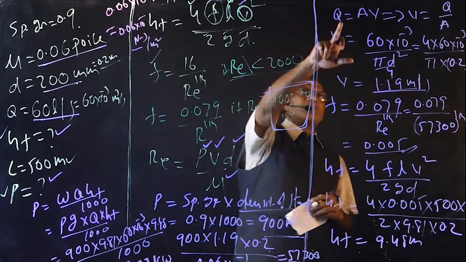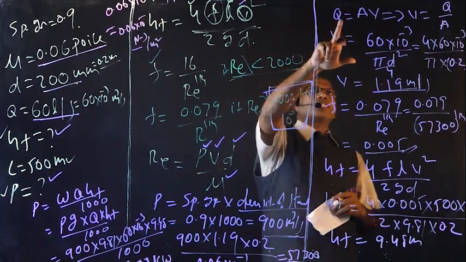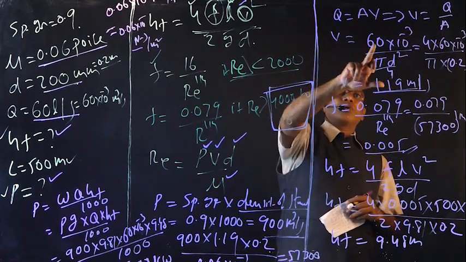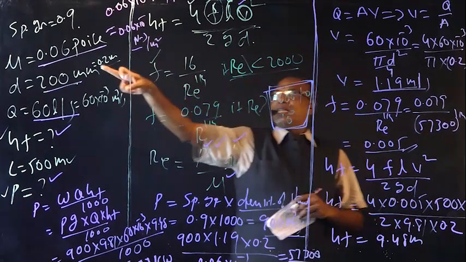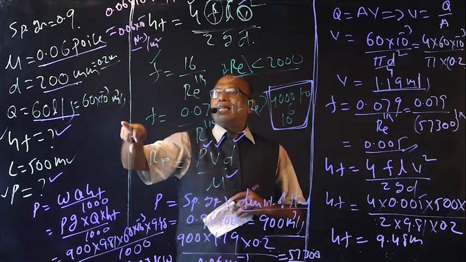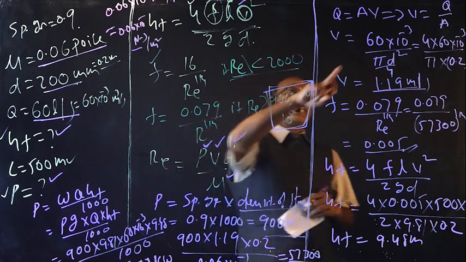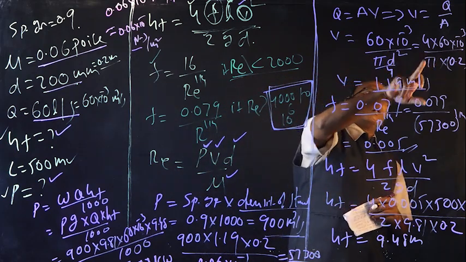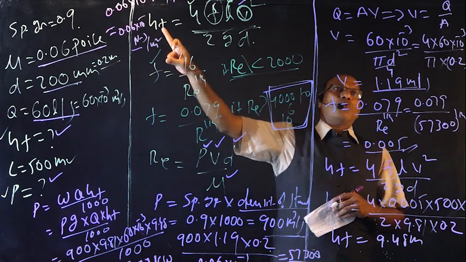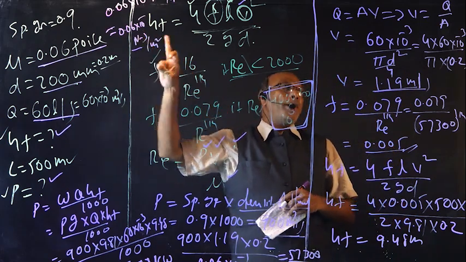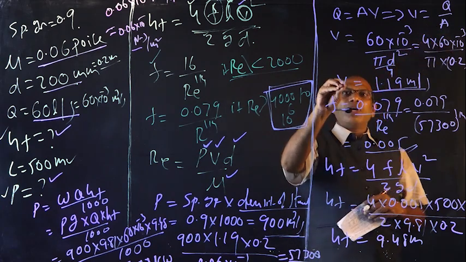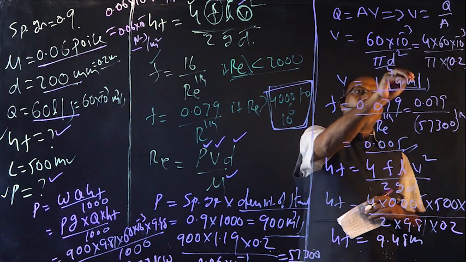Velocity is calculated by using the standard formula. Q, discharge, is equal to area into cross-sectional area. V is equal to Q by A. Q is given in the problem, that is 60 liters, which converts into meter cube per second, 60 into 10 power minus 3, divided by area, pi d square by 4. Then D is also given in the problem, that is 200 mm, which is equal to 0.2 meters. All values are here. Substituting all the values here, finally we have velocity is equal to 1.19 meter per second.